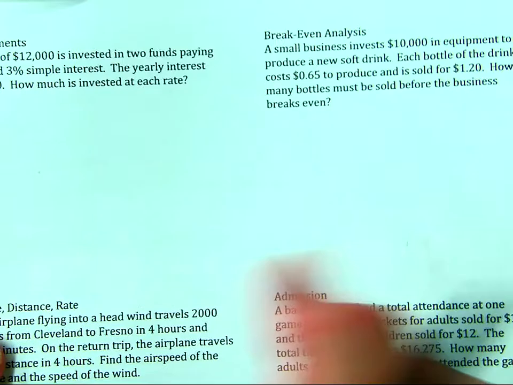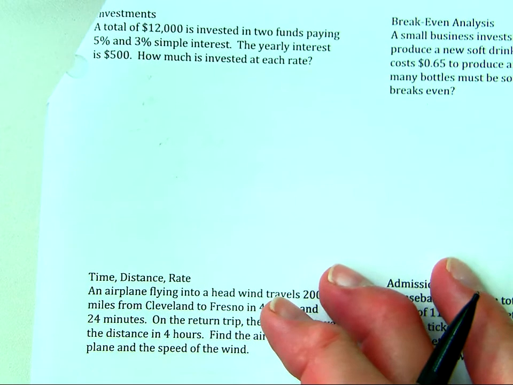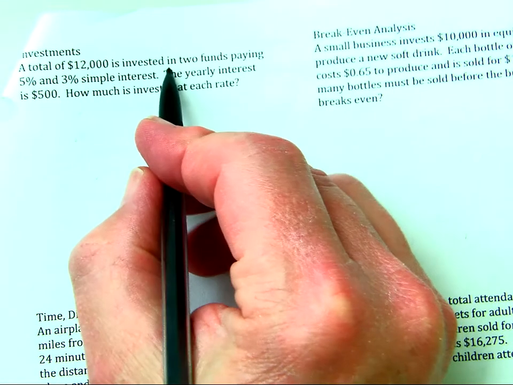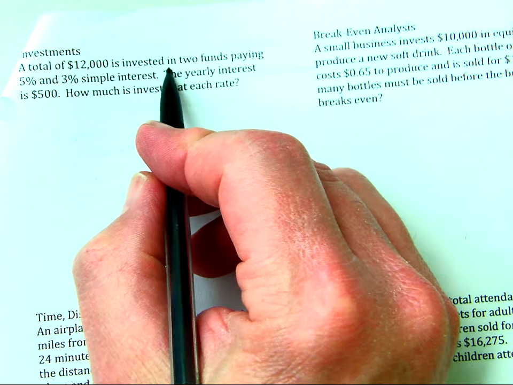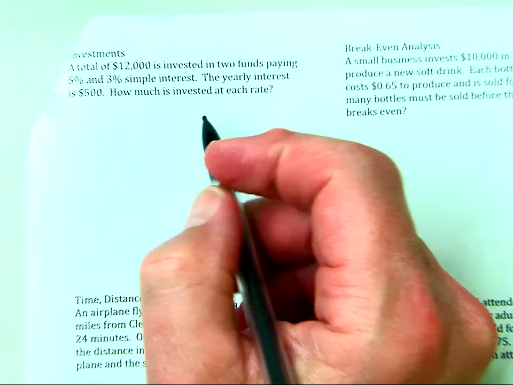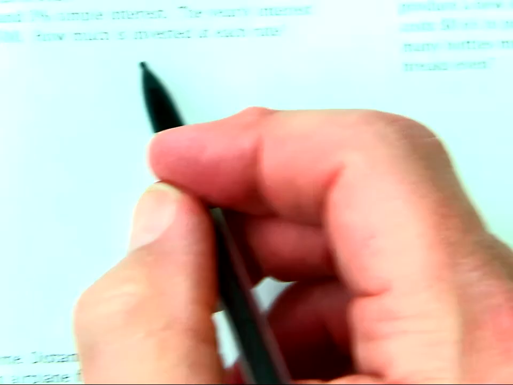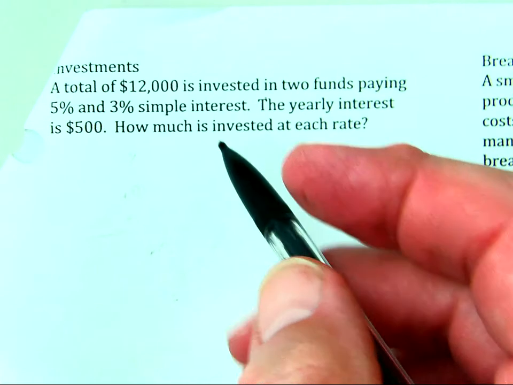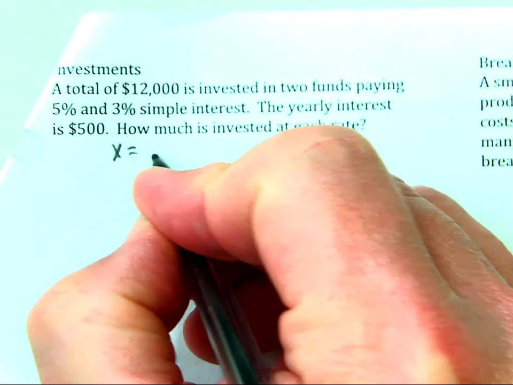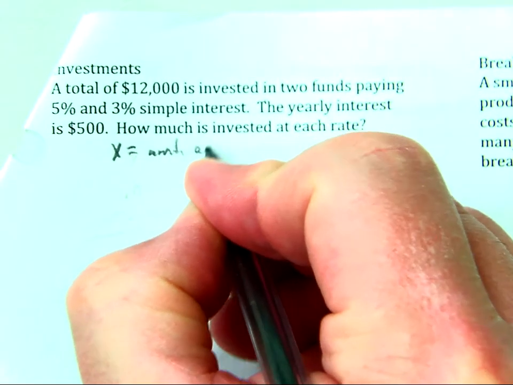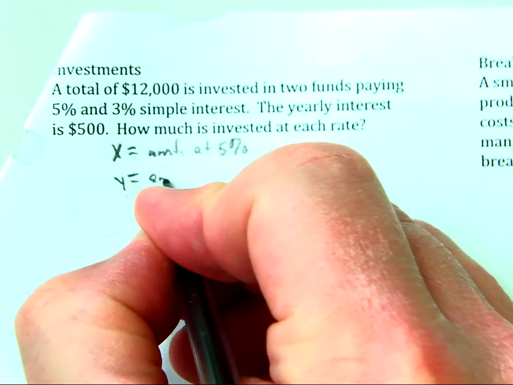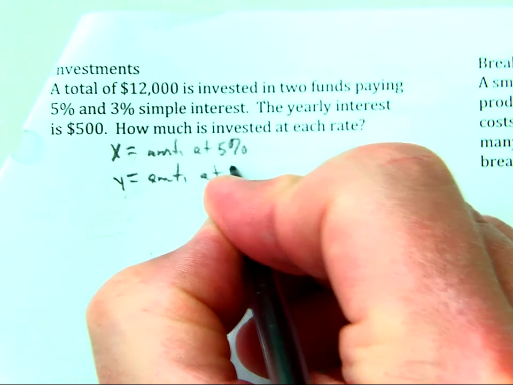So here, this first one is an investment problem. Here we have $12,000 to invest. We have two funds. One pays 5%, one pays 3%. We want to make $500 a year. How much is invested at each rate? So first, how much at each one? Well, let's say X is the amount at 5%, and Y equals the amount at 3%.